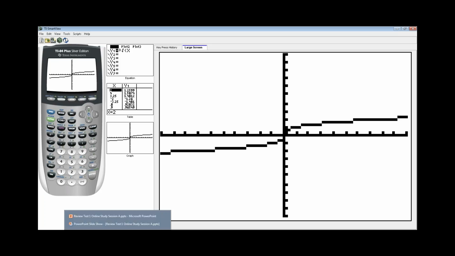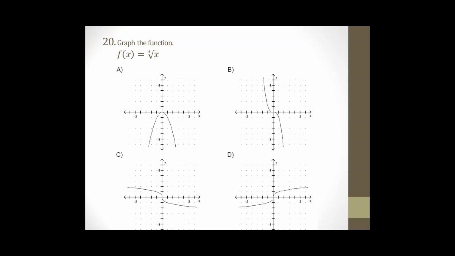Are there any questions on using the graphing calculator to graph a function? This will be very helpful for you in many ways when you take this test. Remember, you can use a graphing calculator on your tests. So if we go back to the function, that would be option D.